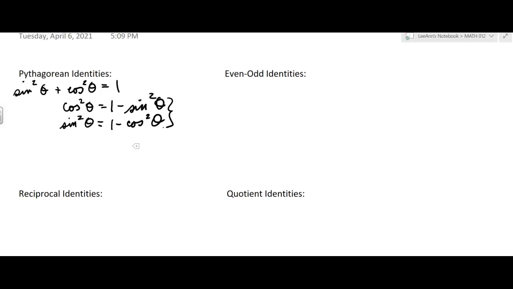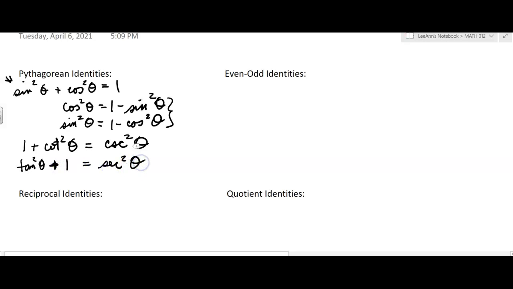Pythagorean identities where if you divided the original by sine squared, you'd come up with 1 plus cotangent squared theta equals cosecant squared theta. And then if you took the original, this one right there at the top, and you divided by cosine squared, you'd have tangent squared theta plus 1 equals secant squared theta. And so we use those as well, okay?